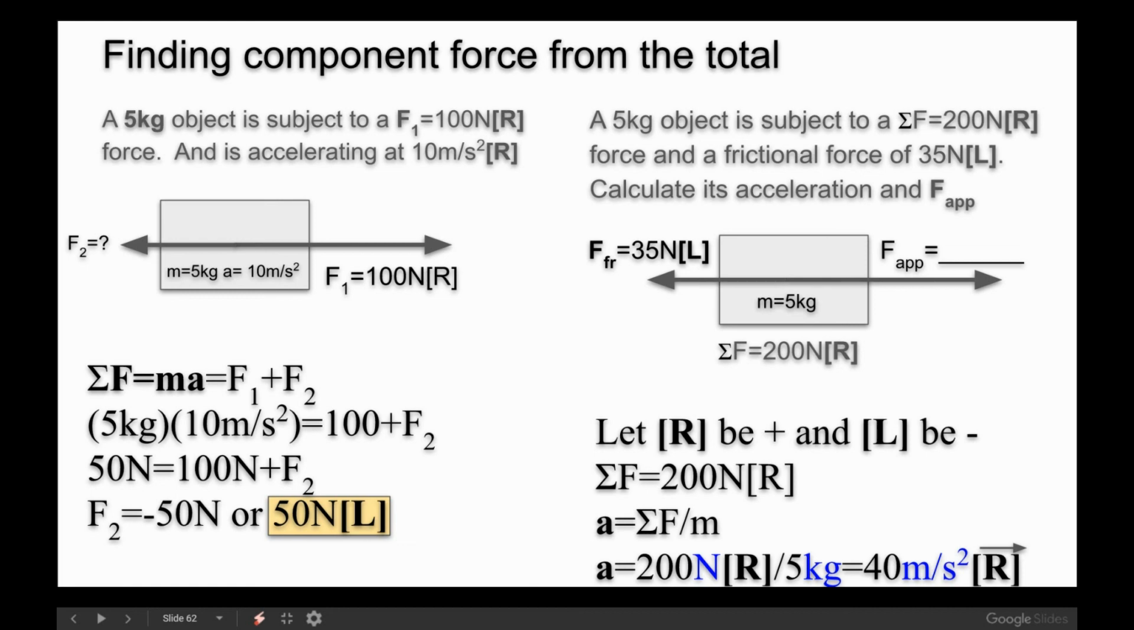What is F applied? This is what we can do by inspection. I mean, look at it. There's 200 newtons total to the right. There was 35 units of drag on this problem. So how hard did this kid have to pull? He has to pull 235 because you're going to lose 35 to friction and you need to have 200 left over. So that one is by inspection.